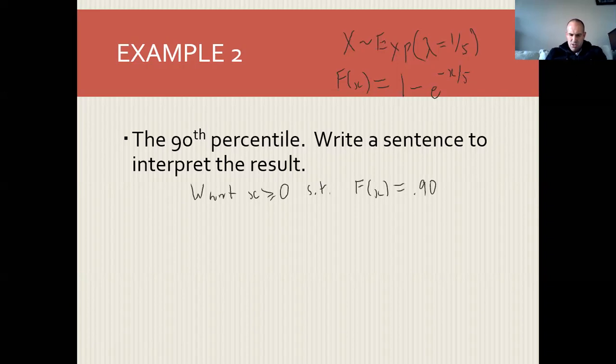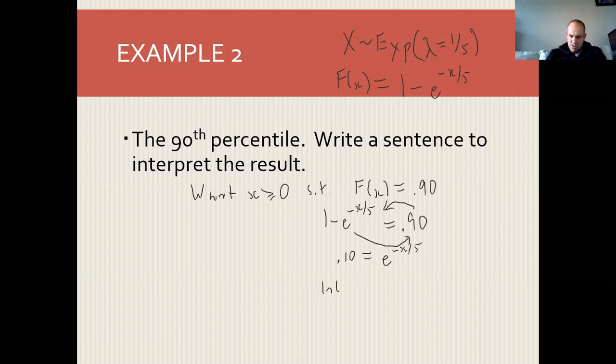Well, that means that 1 minus e to the minus x over 5 is equal to 0.90, okay? Which means if I shift some stuff around, like move this over and move the 0.90 over, that would mean that 0.10, because 1 minus 0.9 is 0.10, is equal to e to the minus x over 5. Take the logarithm of both sides, the natural logarithm.